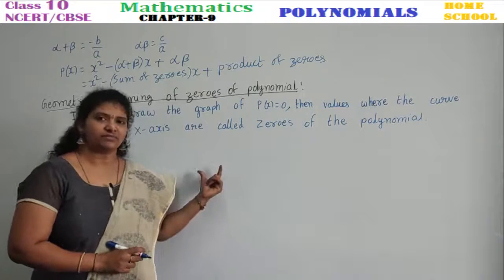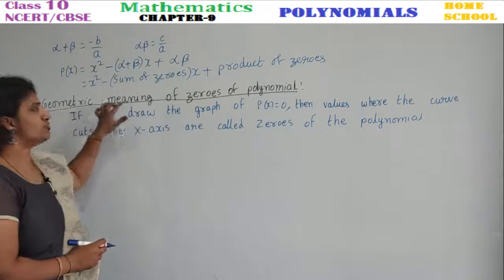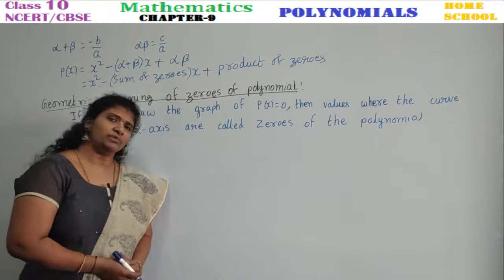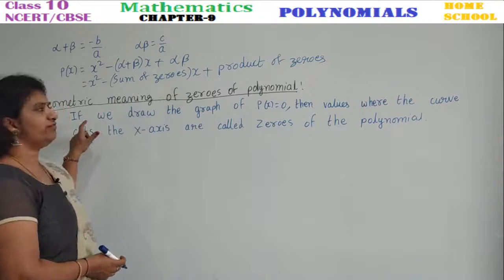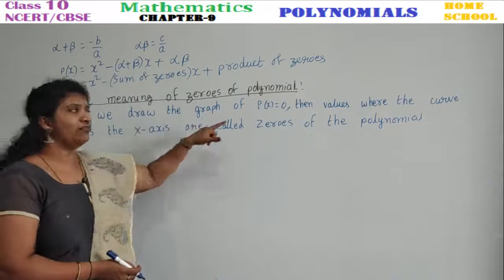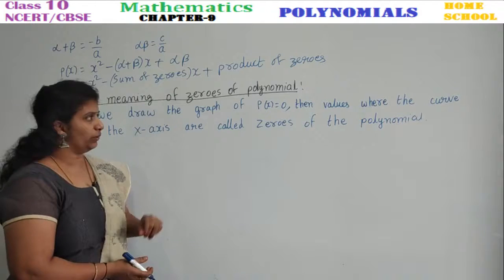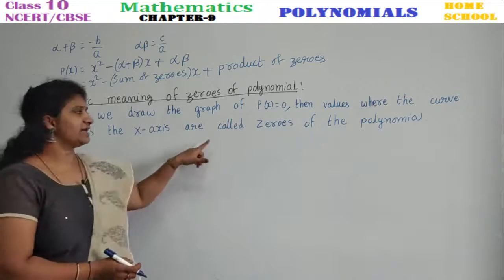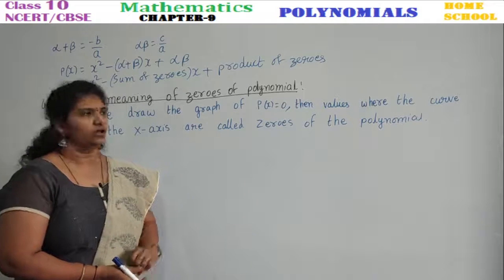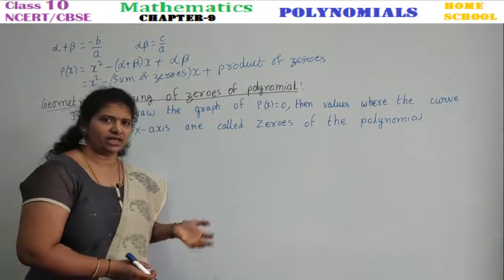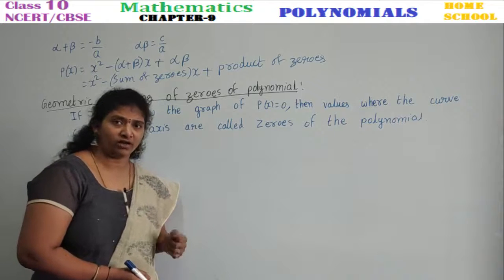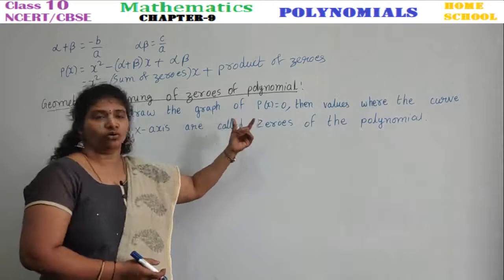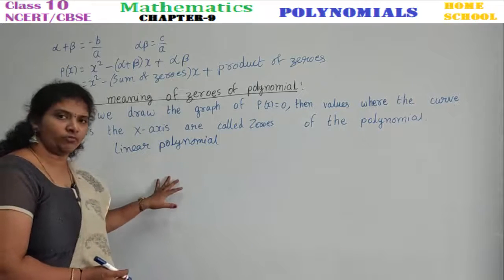And your last concept in this chapter is the geometric meaning of zeros of a polynomial. What do you mean by geometric meaning here? Let's see. If we draw the graph of p of x equal to 0, then values where the curve cuts the x-axis are called zeros of the polynomial. It may be any polynomial: linear, quadratic or cubic. If the polynomial is equal to 0, how will the graph of a linear polynomial be?